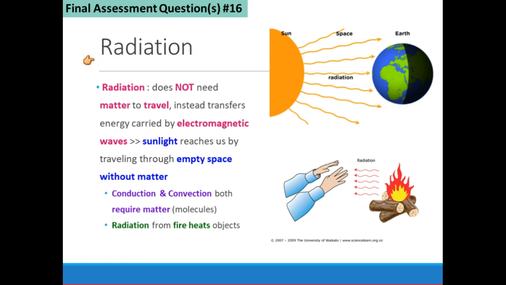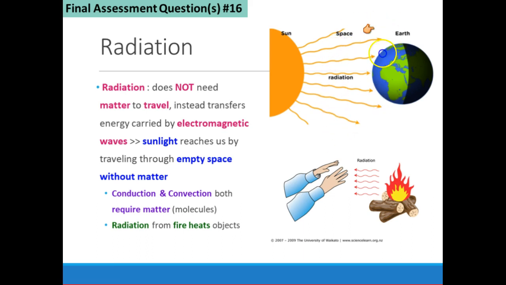Okay, so let's talk about radiation. Remember, there are 3 ways in which heat can move. It was radiation, conduction, and convection. However, radiation is kind of a special one because radiation does not need matter to travel. Instead, it transfers its energy with electromagnetic waves, which don't need atoms. They don't need anything to move. So, for example, sunlight is able to reach the Earth through empty space without any matter.